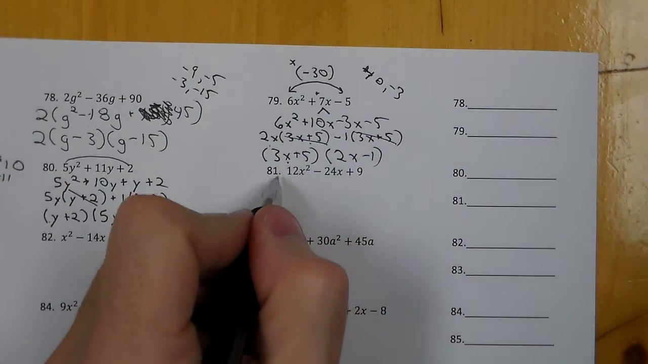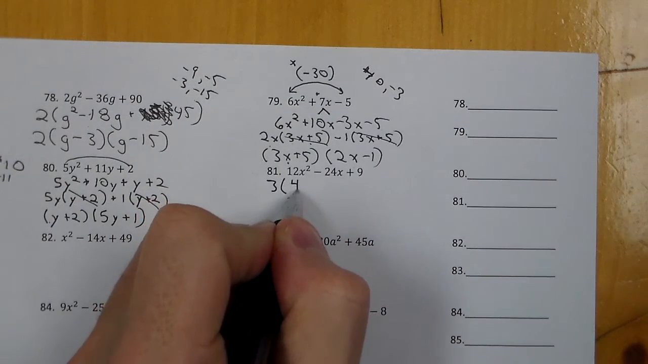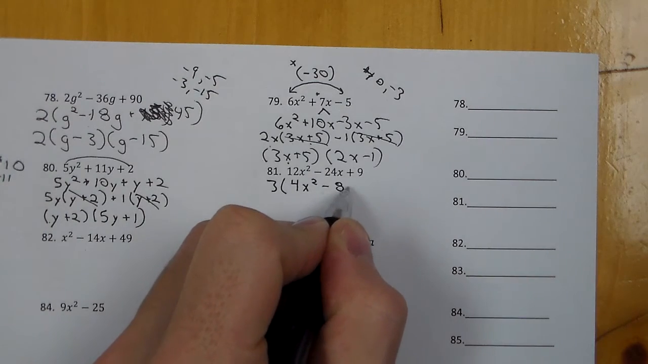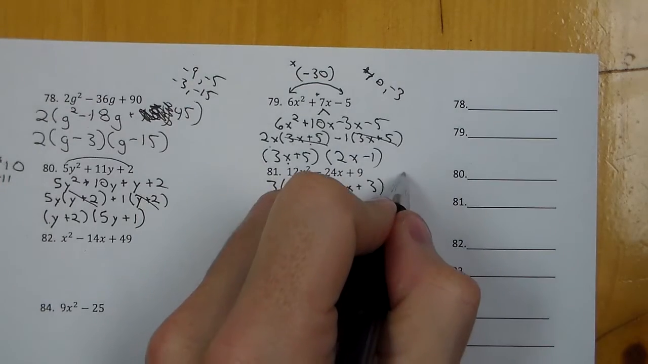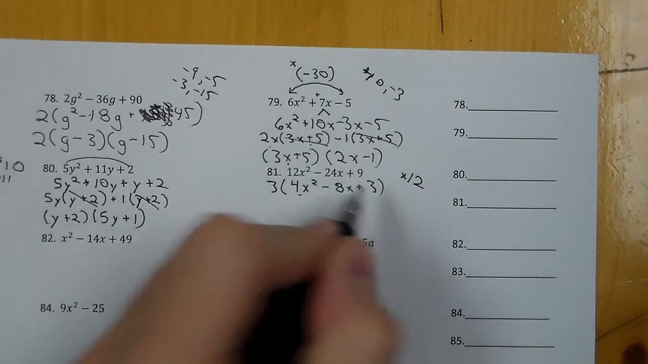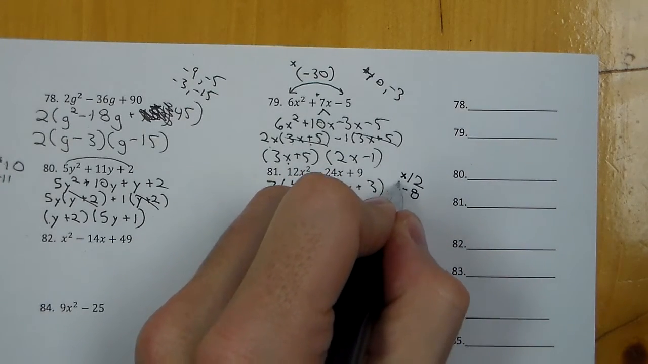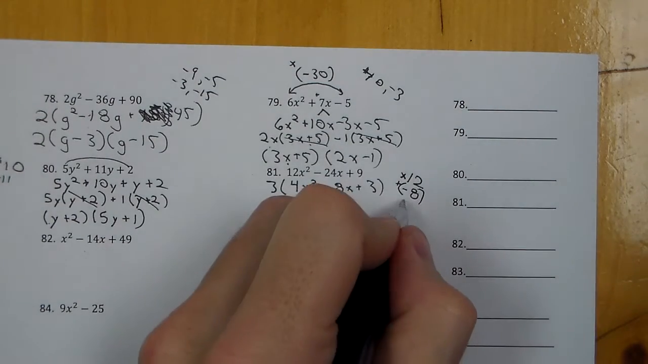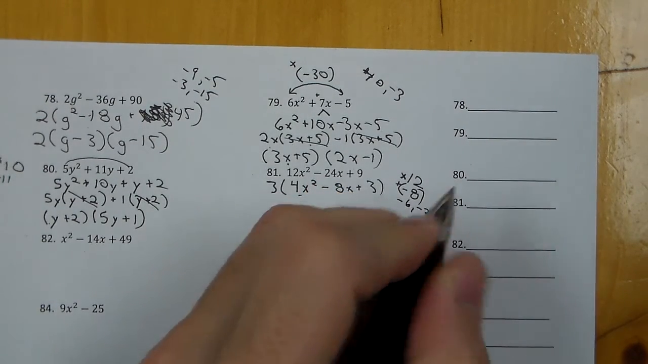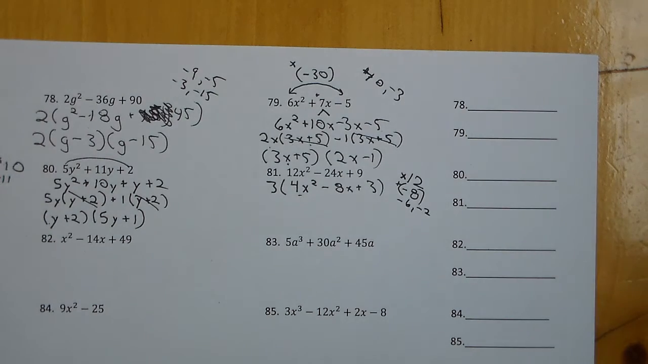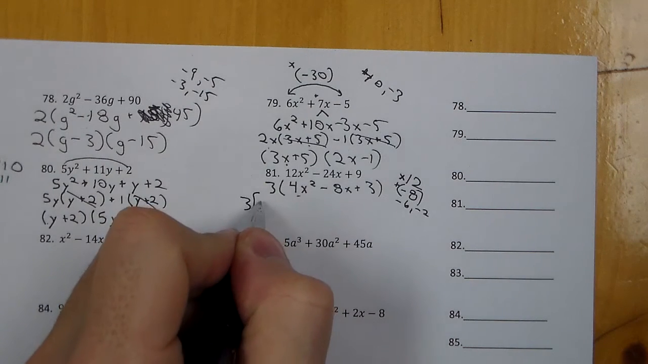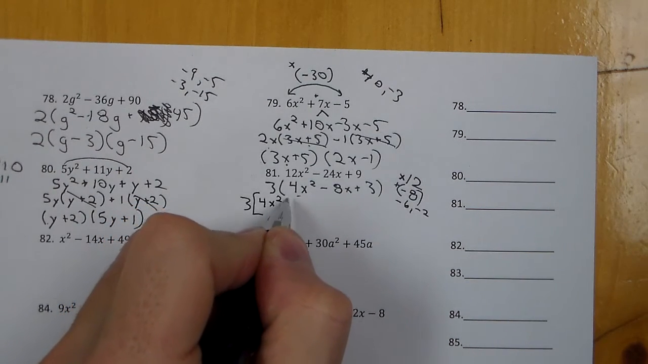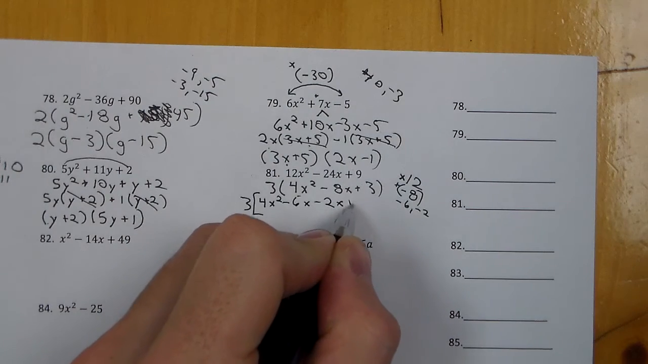For 81, I'm going to factor out a 3 first. Leaves me with 4x squared minus 8x plus 3. And then we multiply. I'm going to multiply to 12, that's 4 times 3, and add to negative 8. So we go negative 6, negative 2, because if it's multiplying to be a positive but adding to be a negative, they both need to be negative. So the 3 is going to just tag along here. I have 4x squared minus 6x minus 2x plus 3.